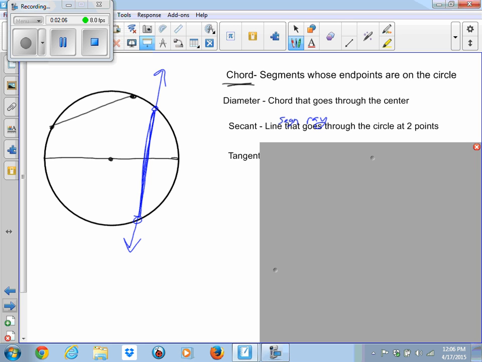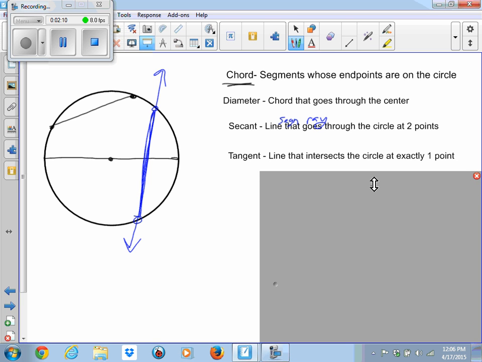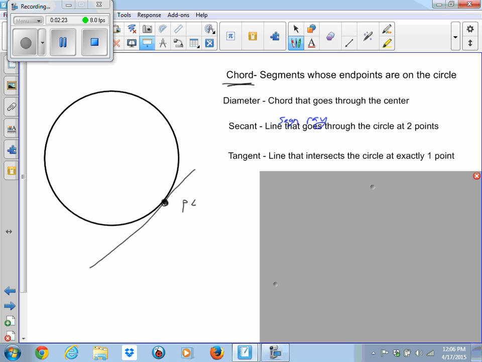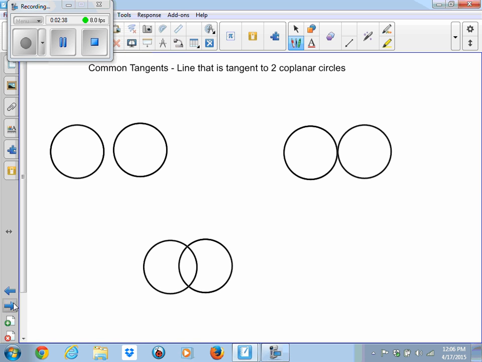All right, the one that we're going to work with in this lesson is a tangent. You guys will use this a lot in your upcoming math classes, but the tangent is a line that touches at only 1 point. So this is our tangent. This is the point of tangency. We're going to talk about that throughout the lesson. We're going to deal with tangents today. Next lesson will be on chords, but for now, tangents.